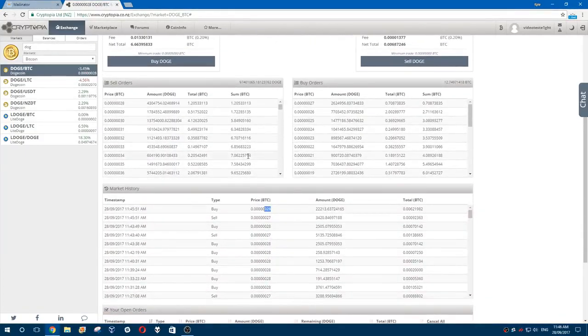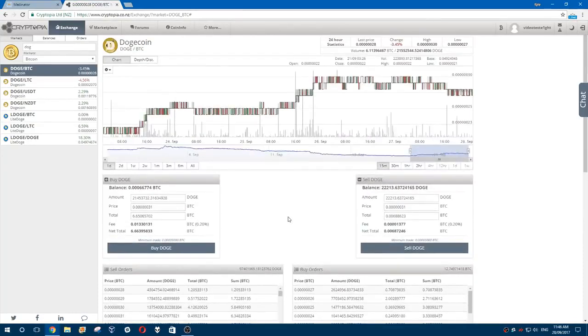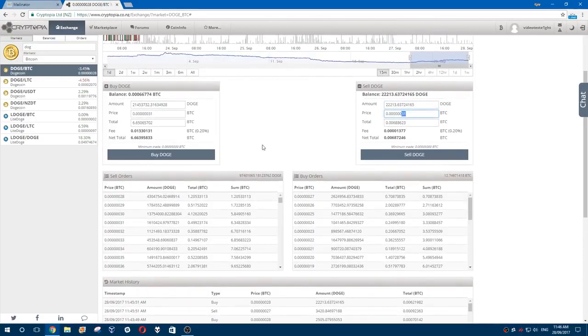And if someone was only selling 10,000 Doge at 28 and the rest at 29, then I'd buy some at 28 and then 29 as well. So if you're confused whether that happens, now you know. Okay, so now I have 22,000 Dogecoin, and if I want to sell it at a price, I could sell it maybe at, let's see, I'll just sell it at 31.